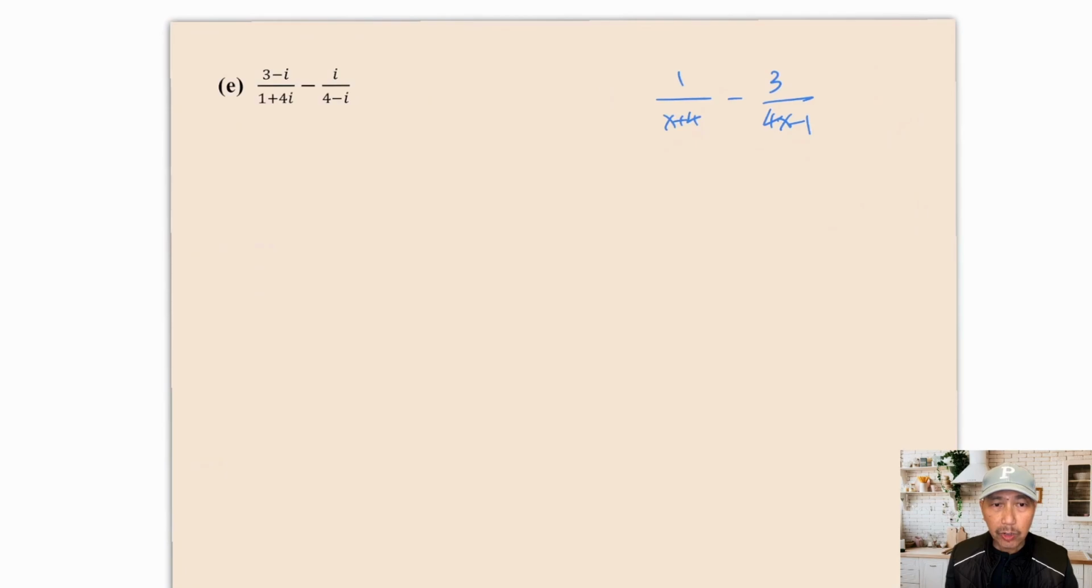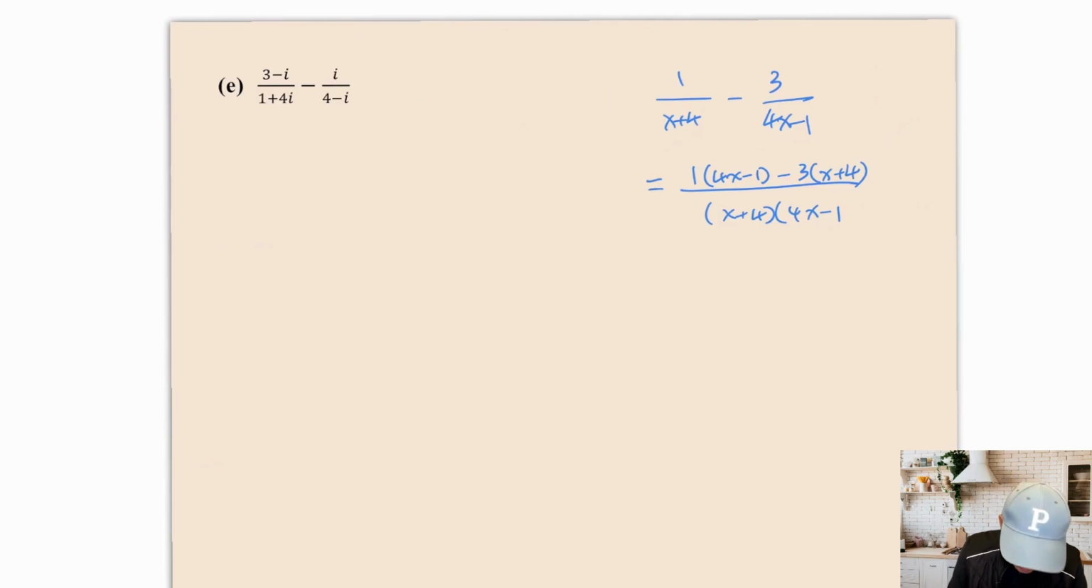Okay, in part E, we are going to do a subtraction of complex numbers in fractional form. If they are real numbers, for example, 1 over x plus 4 minus 3 over 4x minus 1, we can multiply the denominators. It will become 1 times 4x minus 1 minus 3 times x plus 4. You may think of the same method on these questions, but it is not the case. For complex numbers, we need to rationalize the individual complex number.